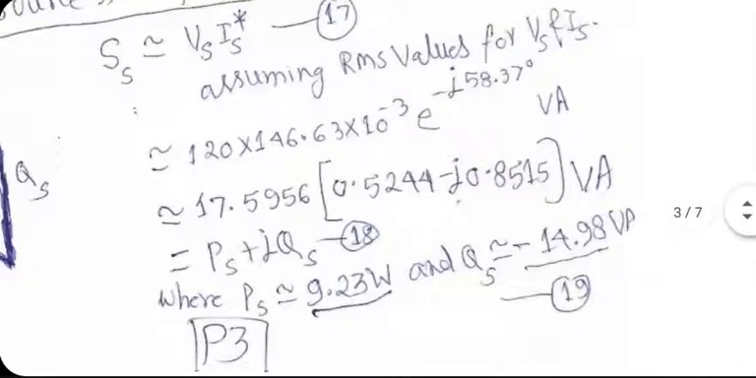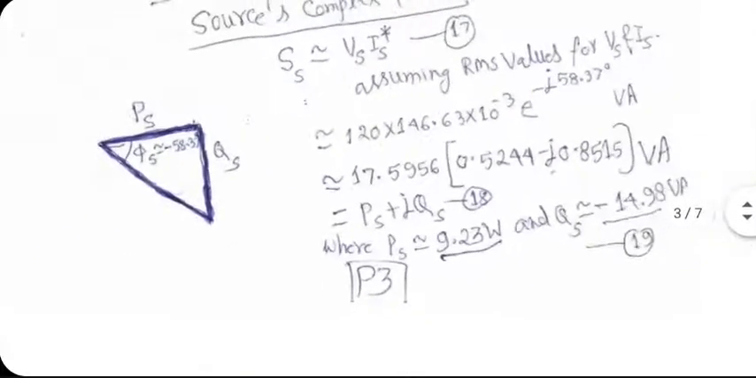Okay, so something has been missed. Actually, no, it's VA. The total complex power has the units VA, but individual components have different units. The real part has unit watt, the imaginary part has unit VAR. So QS is minus 14.98 VAR. Yeah, R has been missed in scanning. Please make the correction once you get the document. And PS, of course, is 9.23 watts.